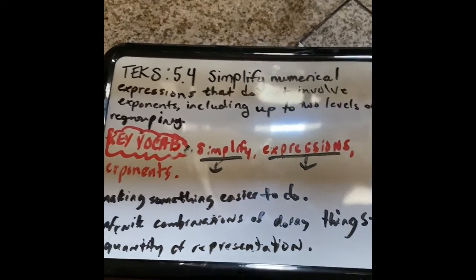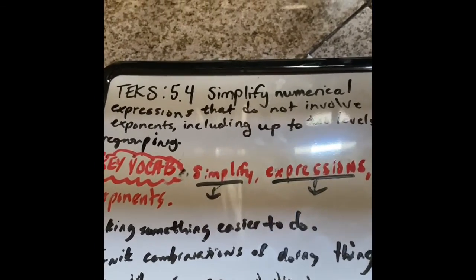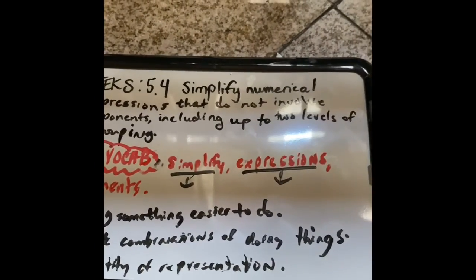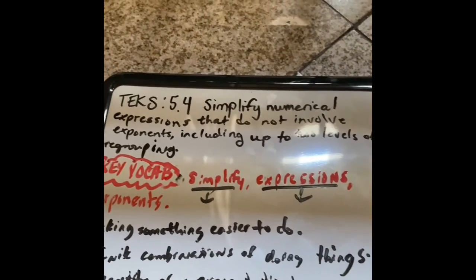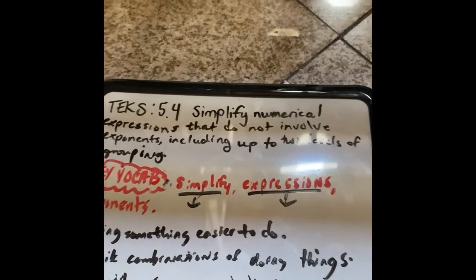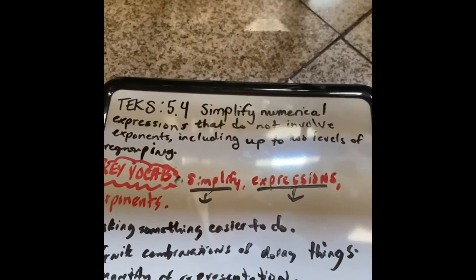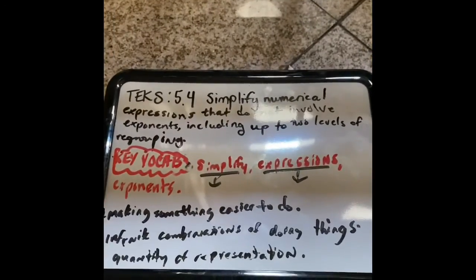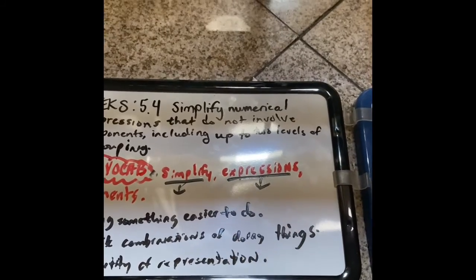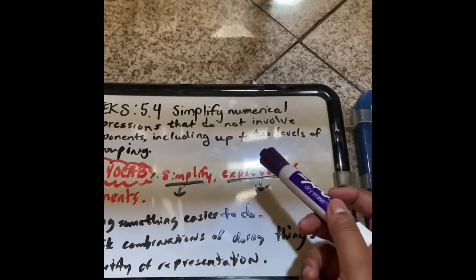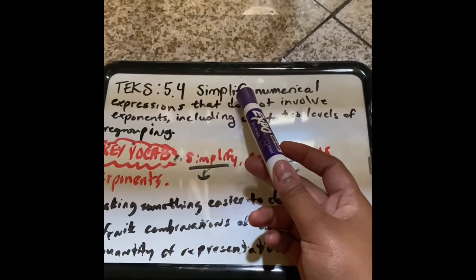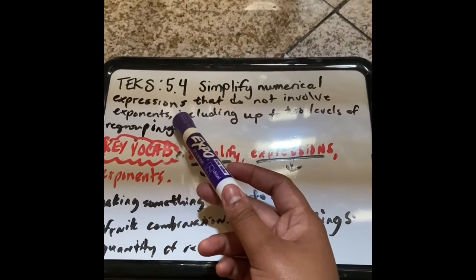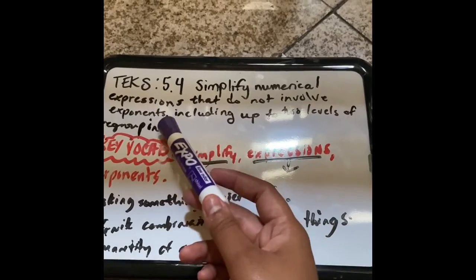Today we're going to be focusing on TEK 5.4, which is simplifying numerical expressions that do not involve exponents, including up to 2 levels of regrouping. Well, as you know, there are some new vocabulary words that we may have not seen before, such as simplifying, expressions, and exponents.